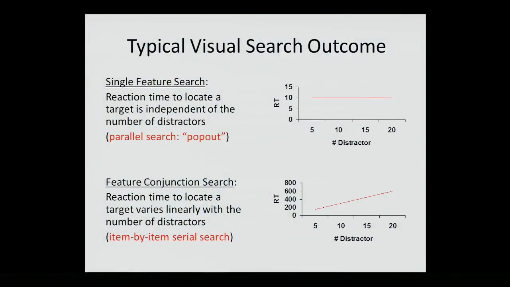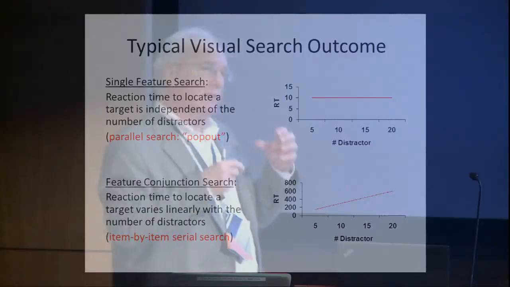In contrast, in the feature conjunction search, there is a cost, so that the more distractors there are, the slower you are at finding the target. It's almost as if you're doing an item-by-item serial search until you can find the target. So we wanted to look at those two aspects.